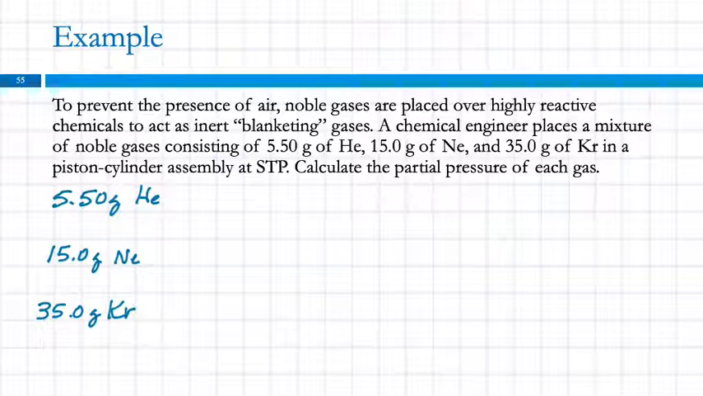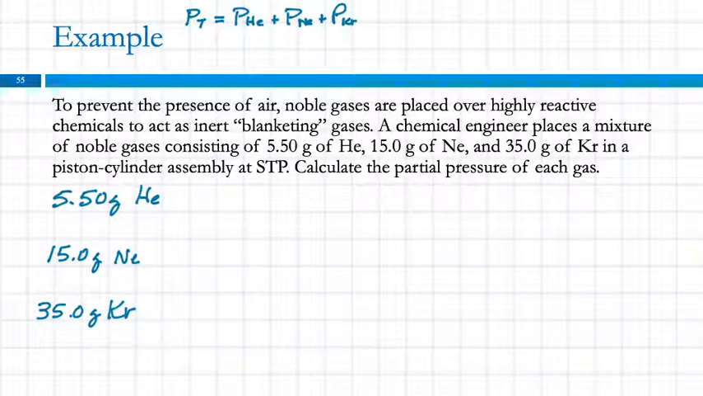Well, what do we know about partial pressures? Well, we know that the total pressure, and I'm just going to call it T instead of writing out the word total, in this case would be the partial pressure of helium plus the partial pressure of neon plus the partial pressure of krypton.